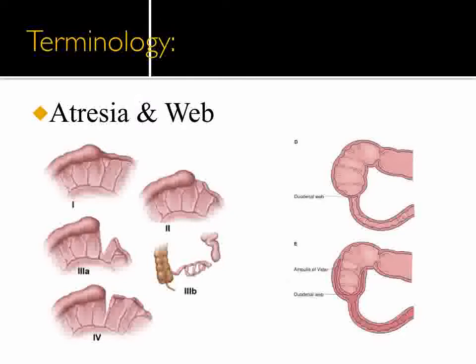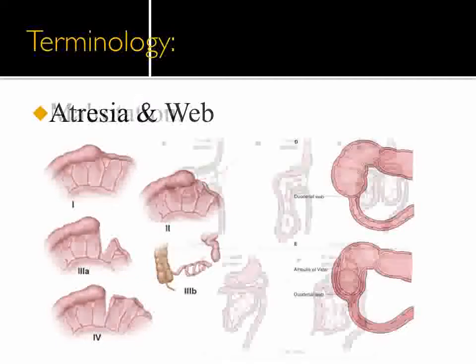This web may be complete or incomplete. An incomplete web has a hole in it, so it permits the passage of some intestinal contents, producing a picture of partial intestinal obstruction that usually presents later than the complete atretic type. Okay, so this is atresia, and atresia has different types as we will explain later.